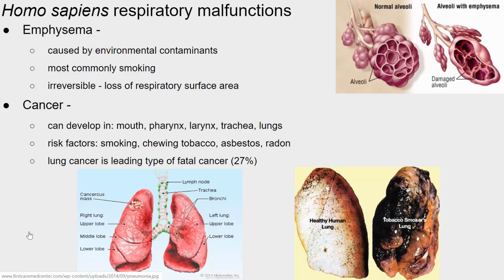Other types of respiratory malfunctions include emphysema. Emphysema is when the alveoli sort of lose their natural elasticity. Okay, when a person has emphysema, they sort of collapse somewhat and don't maintain their shape, and that decreases the amount of surface area where oxygen can be absorbed. Often this can be induced by smoking or other environmental contaminants. Emphysema is a disease that people who smoke throughout their life often have difficulty with.